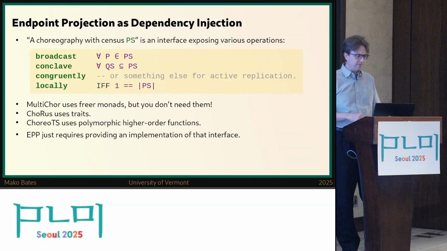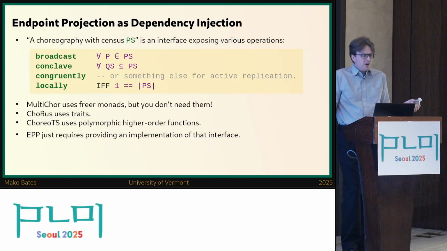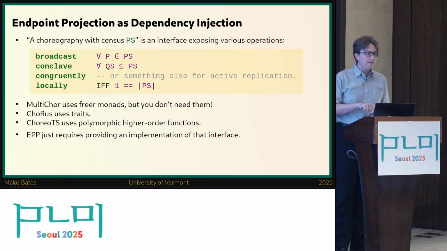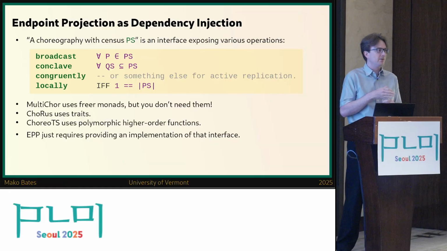Let's talk about implementation strategies. In a sense, choreographies are just another DSL. Where the rubber hits the road is endpoint projection. HasChor did this with monadic effect handlers, but you don't need that. You don't even need monads. Any form of dependency injection should suffice.